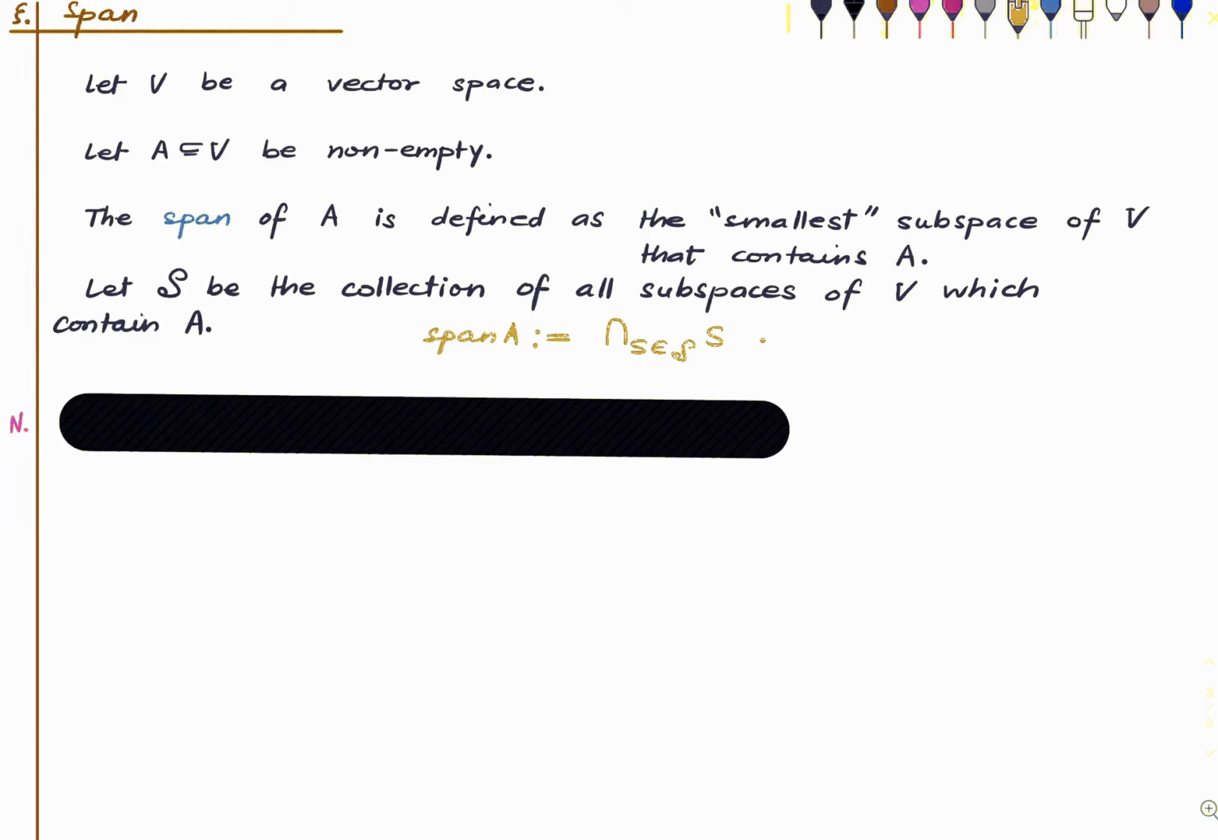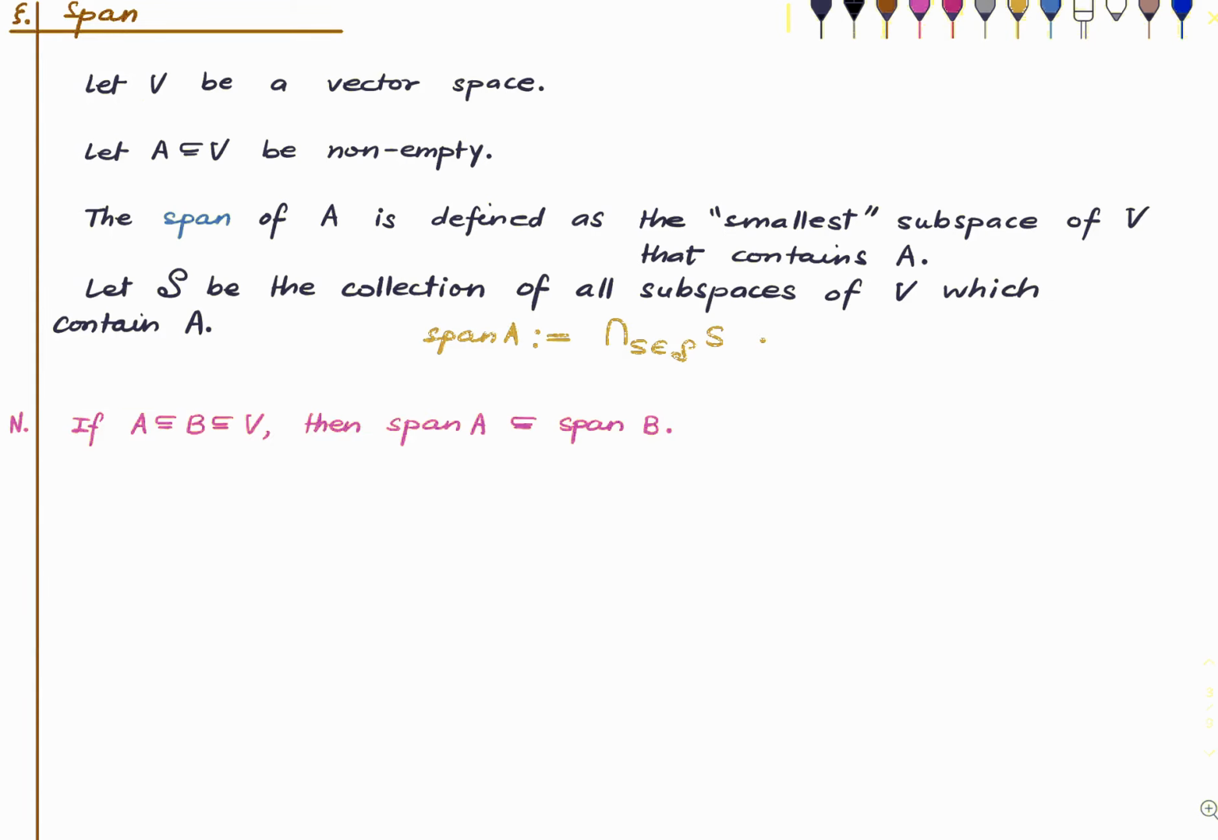If you have any other subspace that contains A, span A will be contained in it immediately by this definition. And span A is a subspace because the intersection of a collection of subspaces is a subspace. So this is a very nice definition. All right, I hope this is clear. And here is a simple remark which you can take as an exercise, that if we have A contained in B, then span A is contained in span B.